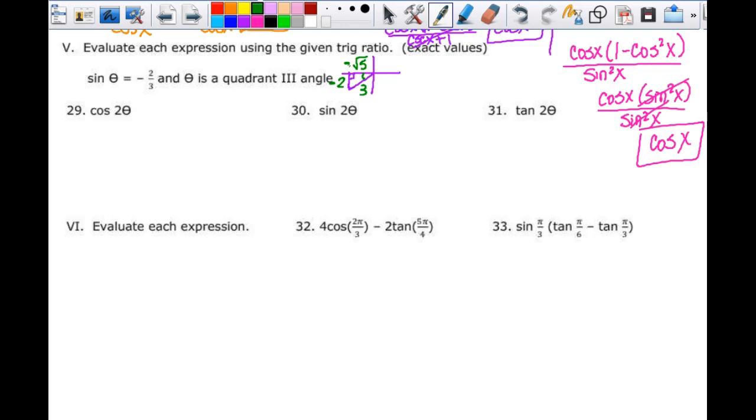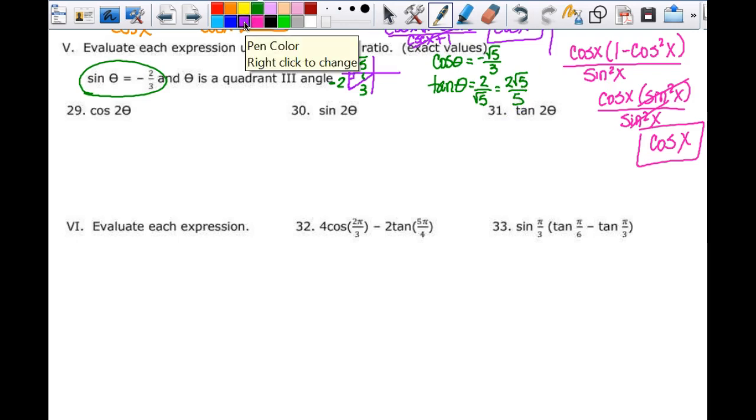And then I would suggest, before you even start, you have sine theta right here. I'm going to go ahead and write out what cosine theta is and what tangent theta is so that I have it before I do anything else. So my cosine is negative square root of 5 over 3. And then my tangent, they're both negative, so it's going to be positive. It's 2 over the square root of 5. And I'd have to rationalize my denominator, so it's 2 square root of 5 over 5. So that way I already have the values that I need when I go substitute them in.